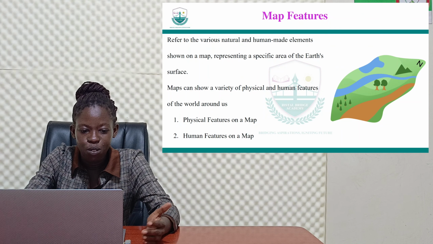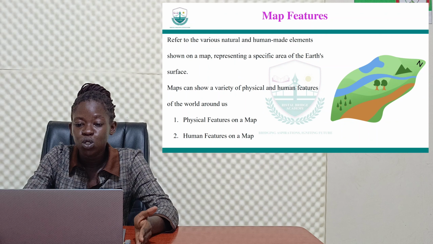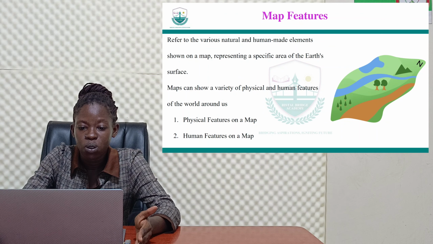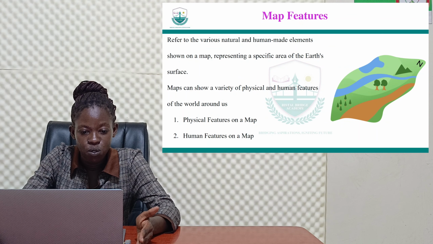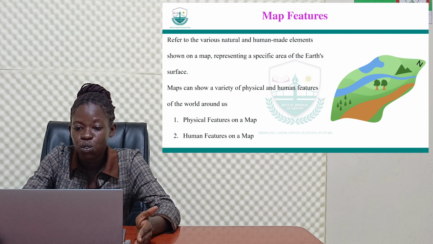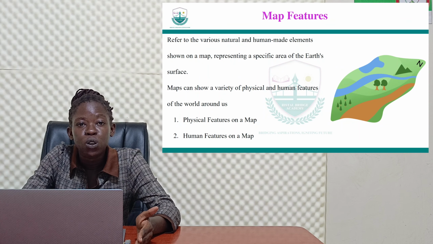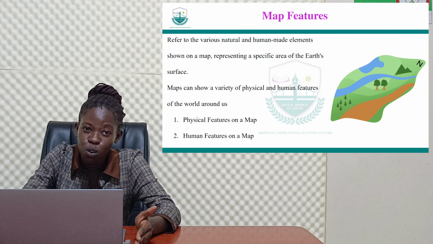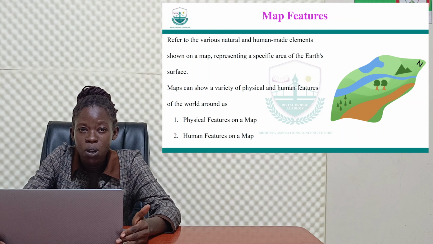If it is the map of the globe, then you have to show all the natural and the human-made features on it. And if it is a portion of it, let me say a map of Africa, a map of Asia, or a map of Uganda, then you have to show all those features, both the natural and the human-made, on that map that you're being tasked to draw.